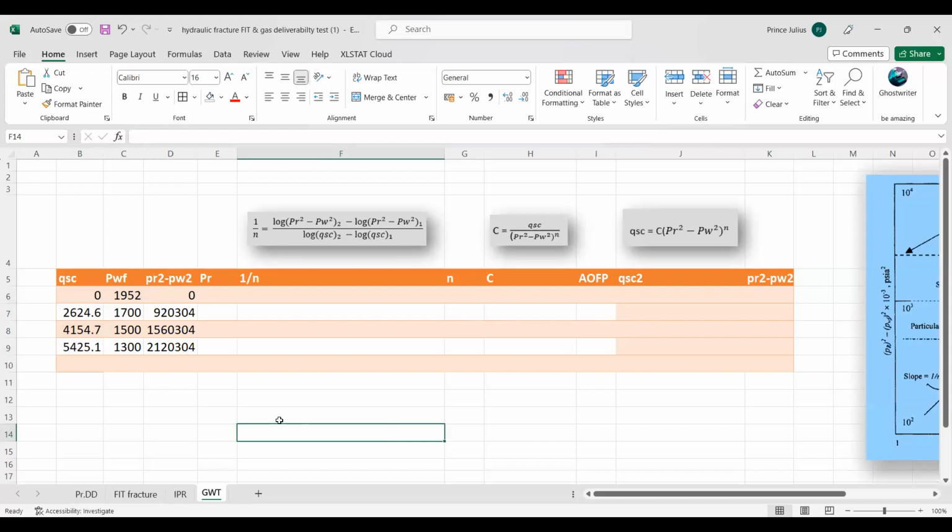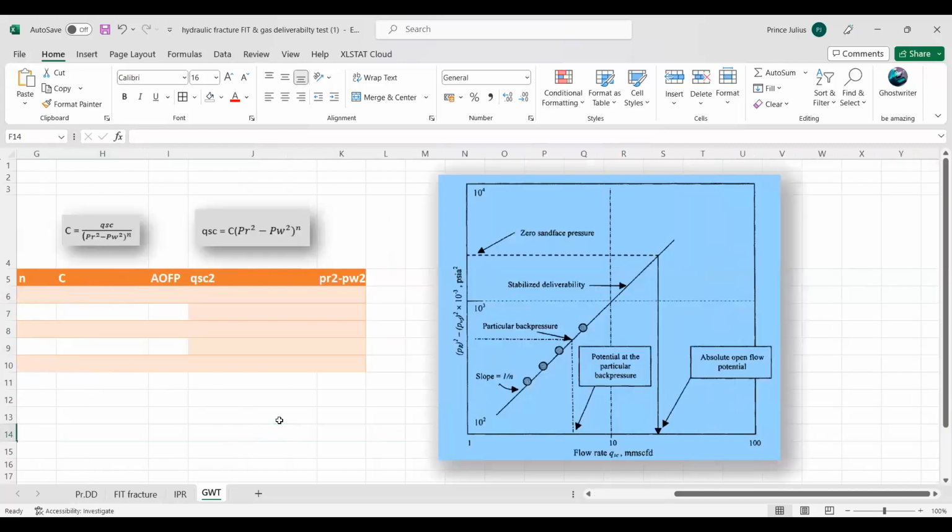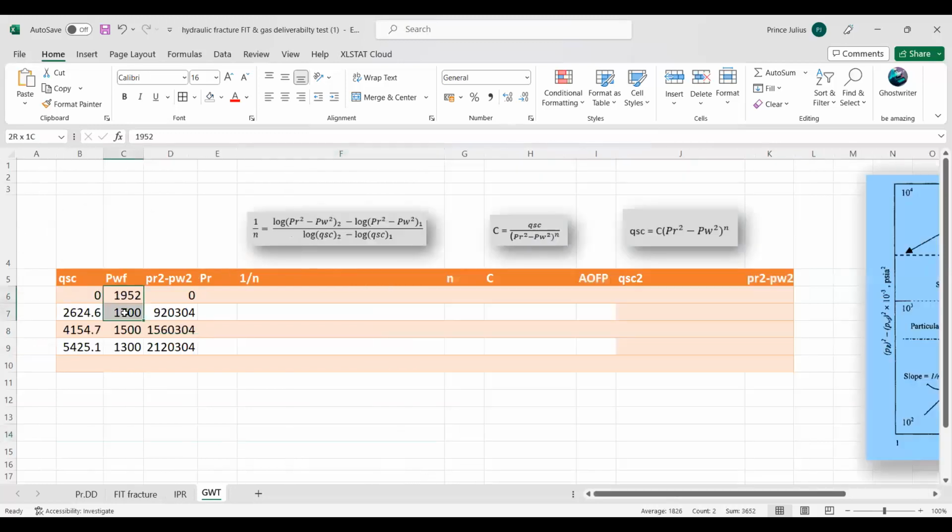For that, first of all, what we need is that AOFP is the condition where PW is equal to 0. So you can see here Pwf is reducing: 1952, 1700, 1500, and 1300. Like that, it has started to reduce. And if I use Excel's iteration, based on that, if you start projecting, I want 0. I can see that the values are reducing, and finally I reached a negative value. I don't want negative. I just want up to the minimum value, that is 200.